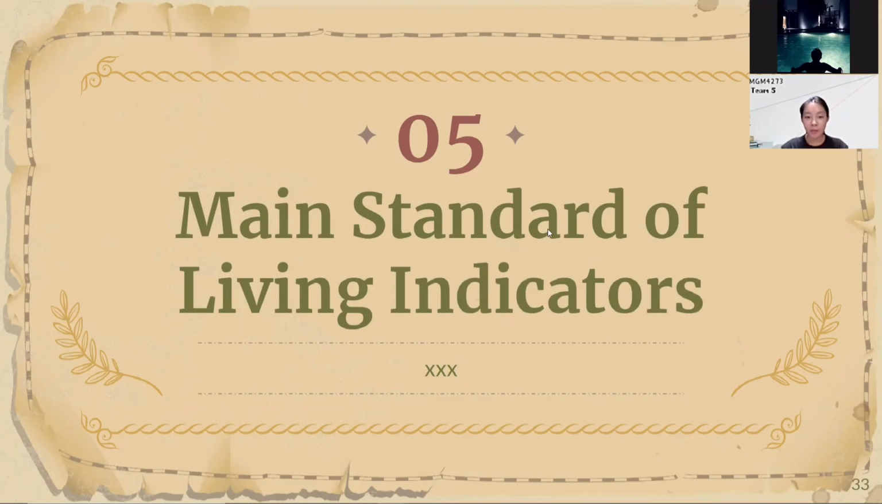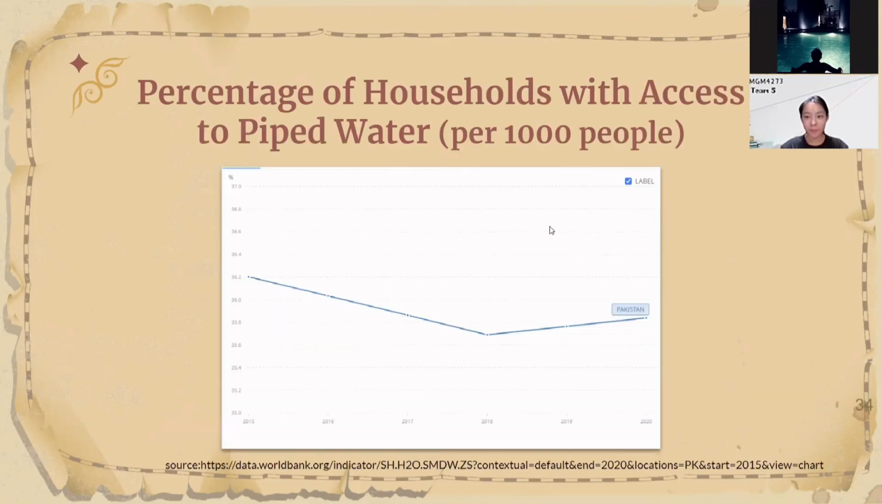So today I'm going to talk about the main standard of living indicators of Pakistan. First, let's move on to the percentage of households with access to tap water. From the data, it shows that people using tap water decreased by 0.5% from 2015 to 2018, and then increased by 0.2% from 2018 to 2020.